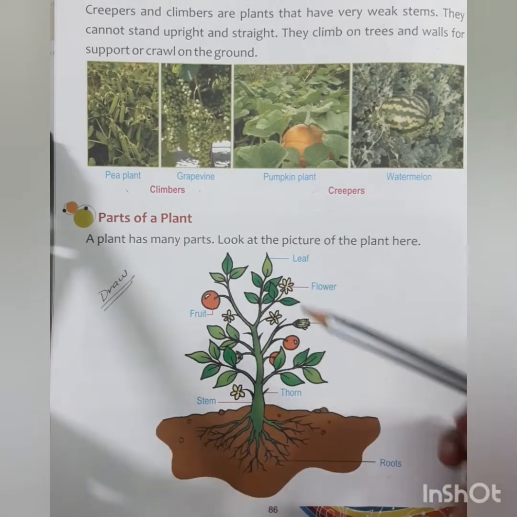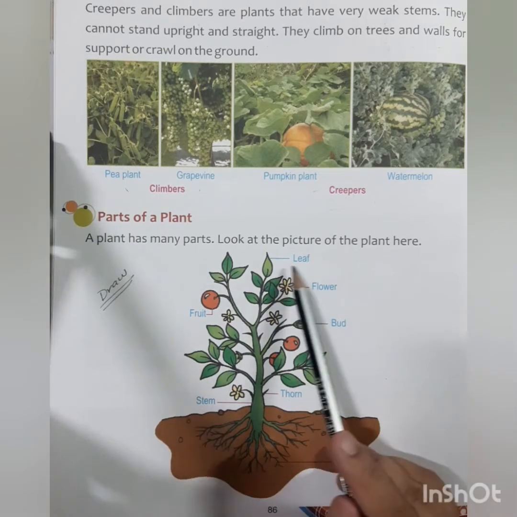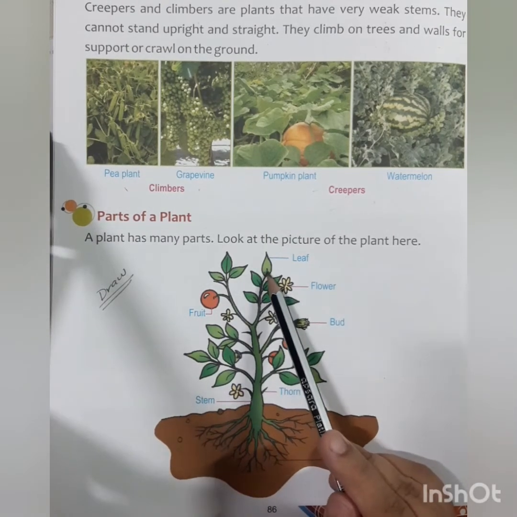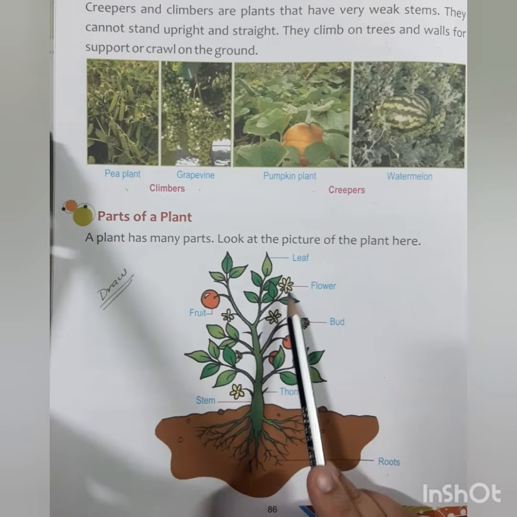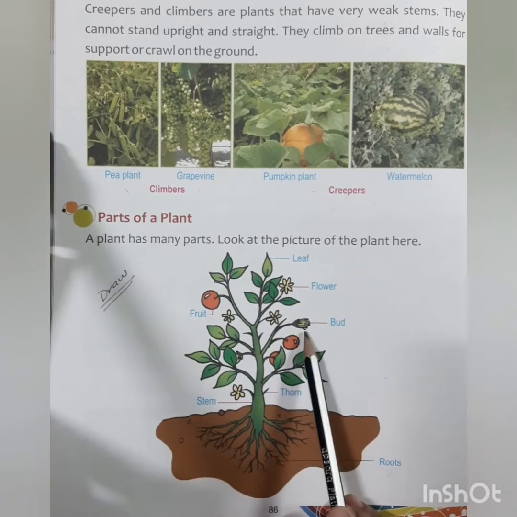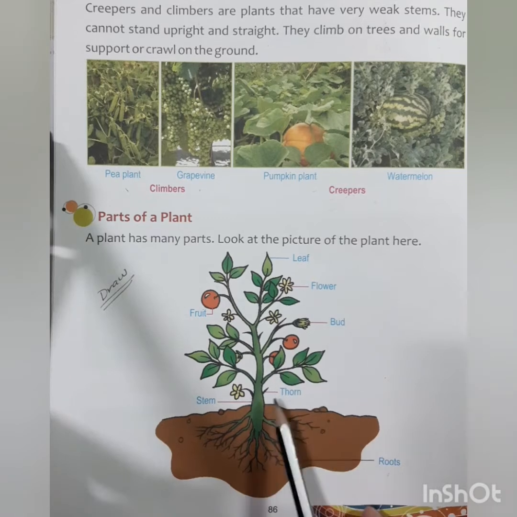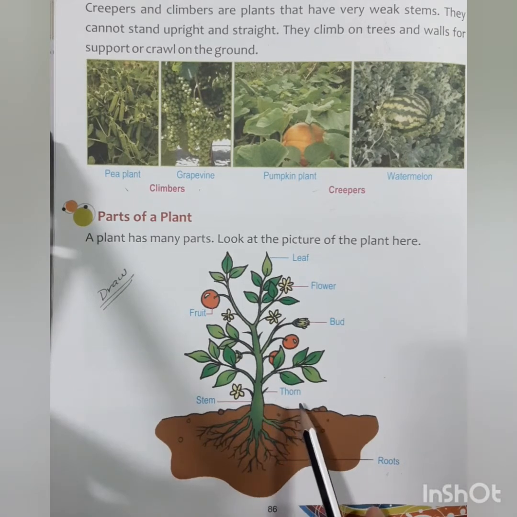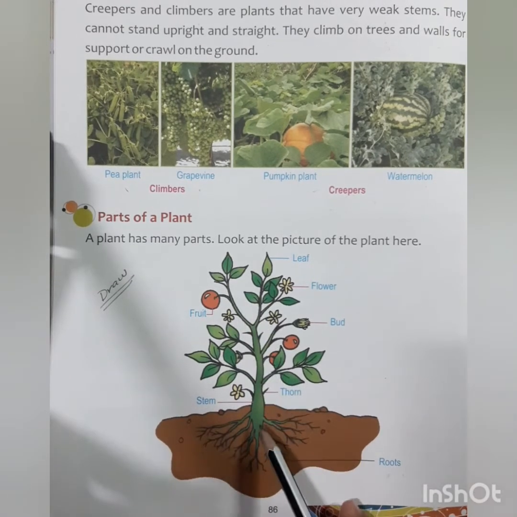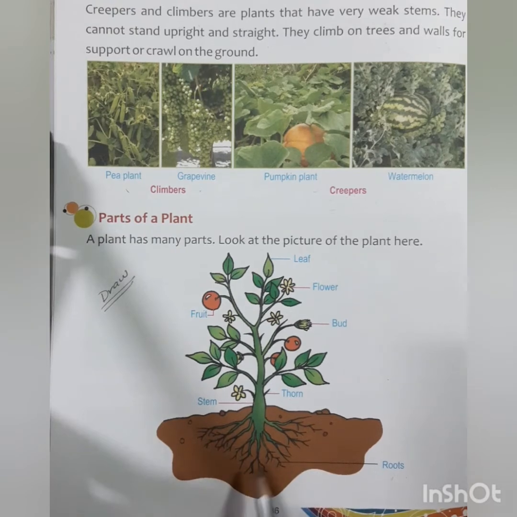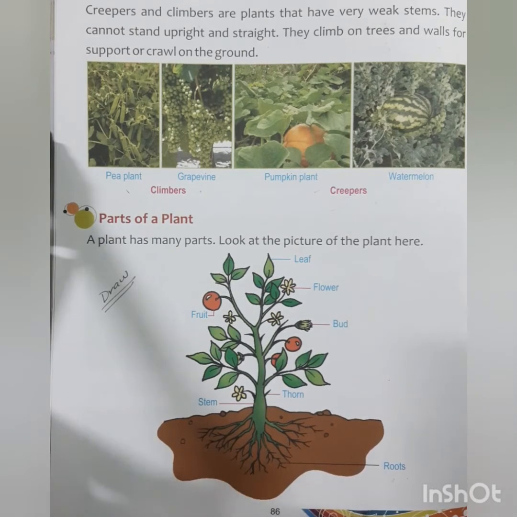Now from top to bottom we will come again. Can you see the leaf here? Yes, this is the leaf part of the plant, this is the flower part, this is the bud which comes before the flower, then this is the fruit, this is the thorn, which we also call kaante, and this is the stem, right? And these are the roots. Roots are very important, and they need a lot of good soil, right?